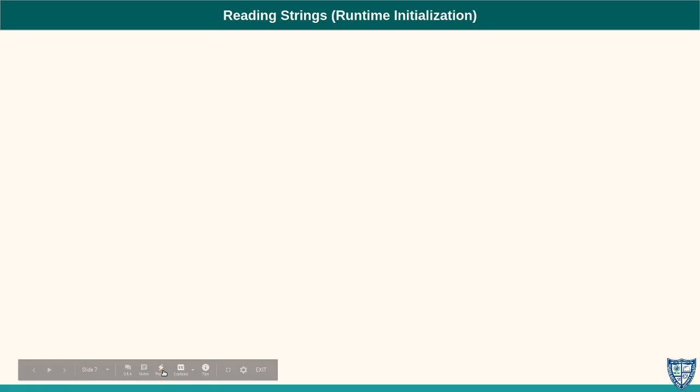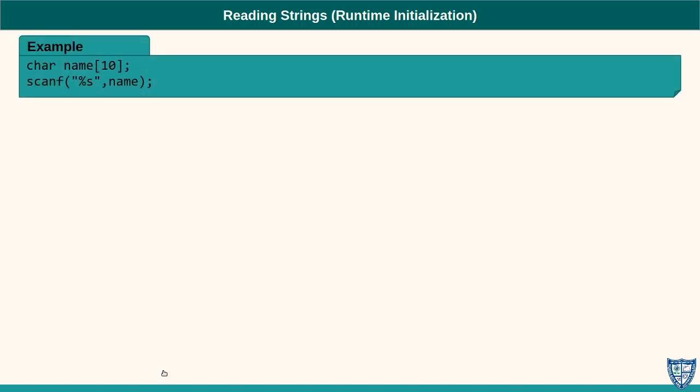So initializing a string at compile time, we have seen that. Now we'll move on to runtime initialization. We have seen an example doing that runtime initialization. We will explain one more time how to do runtime initialization. As you know, runtime initialization can be done using a scanf function in C. So this is an example for that.